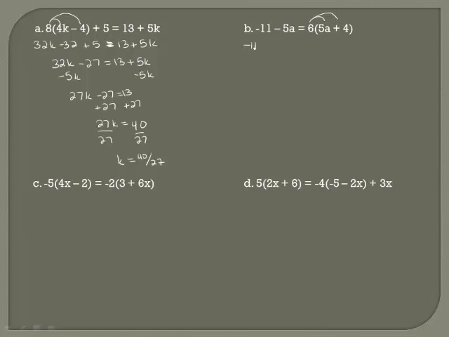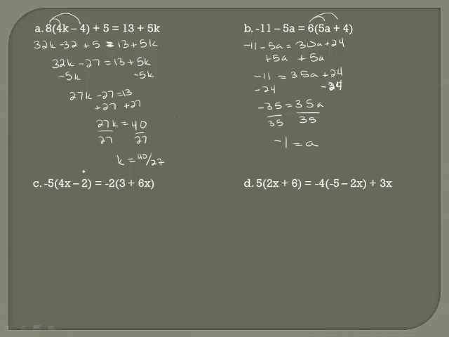So I have negative 11 minus 5a is equal to 30a plus 24. Now, I've been moving to the left, but I can move my variables to the right. I'll have a negative 11 is equal to 35a plus 24. Subtract 24 from both sides, and I get negative 35 is equal to 35a. Divide both sides by 35, and I get that negative 1 is equal to a.